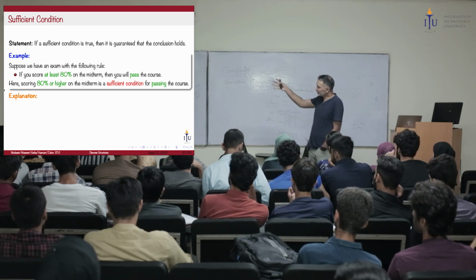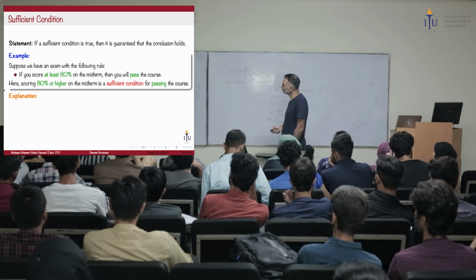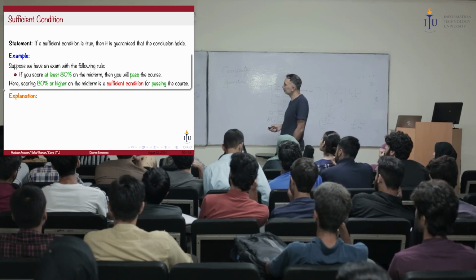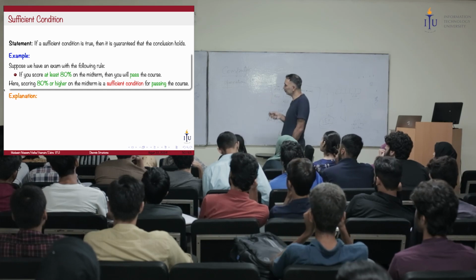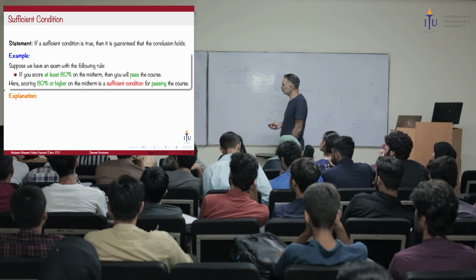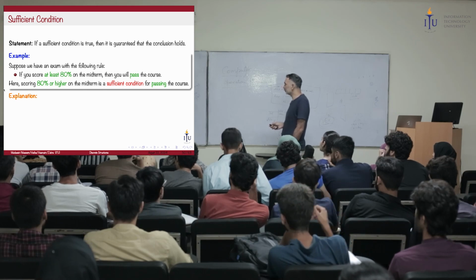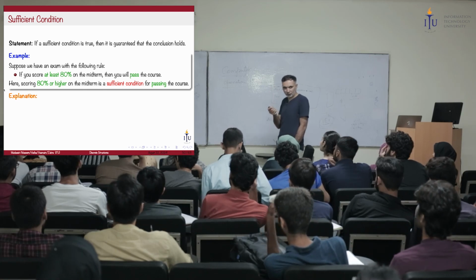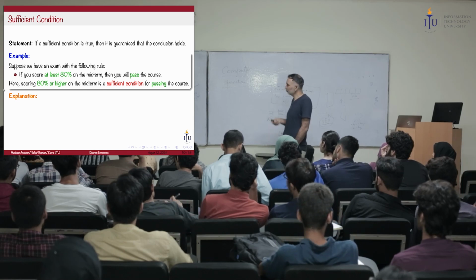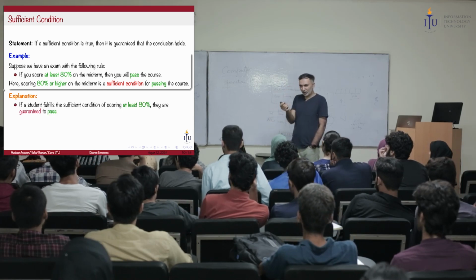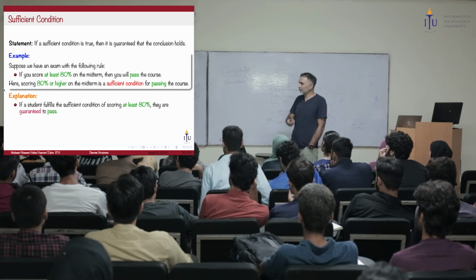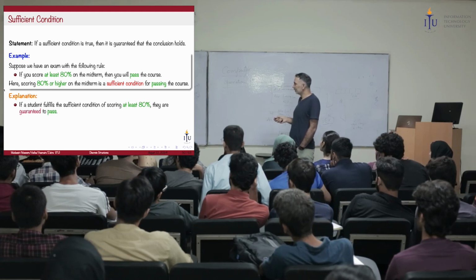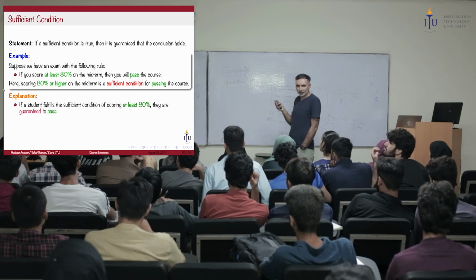Here's an example of the sufficiency condition. If the sufficient condition is true, it is guaranteed that the conclusion must be true. Again, if P then Q. Suppose we have an exam with the following rules. If you score more than 80%, you will pass the course. Here, scoring 80% is a sufficient condition for you to pass the course. The way to remember is to find an example that you can stick in your brain. If this is the example that sticks in your brain, go with it. So the sufficient condition for passing is an 80% score.